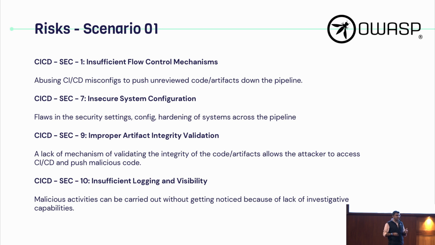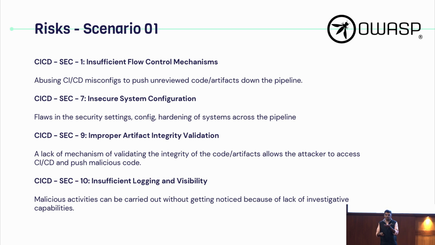The third one is improper artifact validation, okay. So when I say artifact validation, if someone is allowed to add certain files, should they be allowed to add? Shouldn't there be file integrity checks? Shouldn't there be basic things around checksums? Okay, so these are the fundamental things that should have been taken care of.